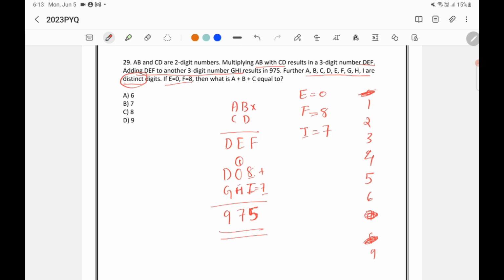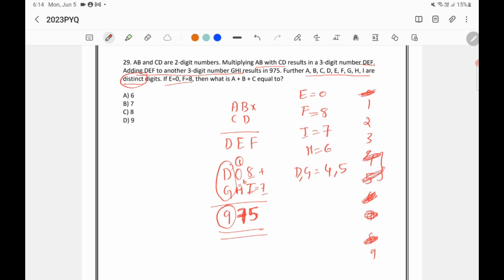Now similarly H has to be 6. Then only 1 plus 6 will become 7 here, right? So H is equal to 6. I am cancelling out 6 also. Now you have D plus G is equal to 9. So the only possibility is 4 and 5, because 4 plus 5 is 9 and that is the only possibility among the remaining digits. So D, G will be 4 and 5. So I am cancelling out 4 and 5.